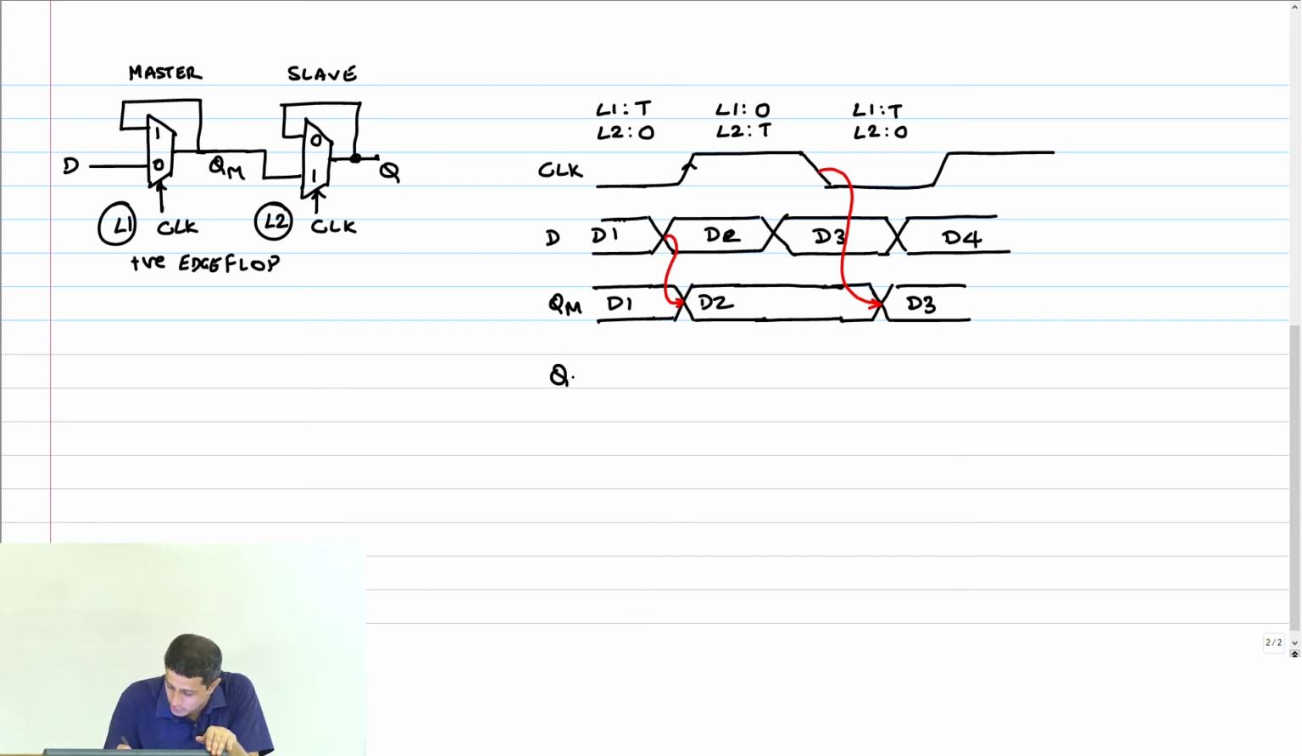Now we have to see what happens to QM. Okay. So in the 0 cycle, what was the state of L2? It was opaque, right? That means it's holding some state, so we do not know what it is. That's why we said, remember, that this thing we do not know what it is. Okay, we don't know what the state is.